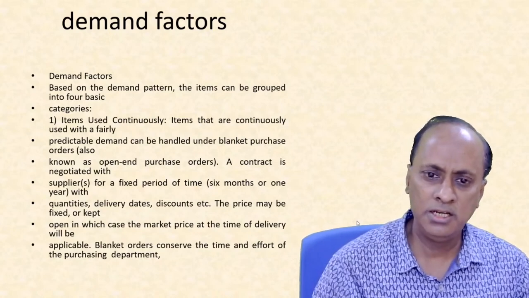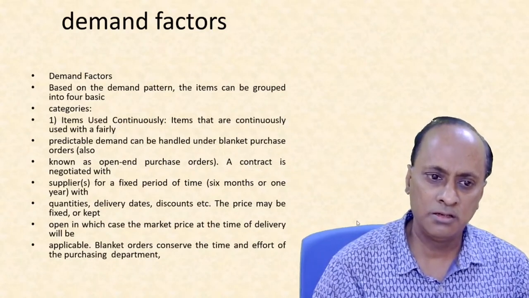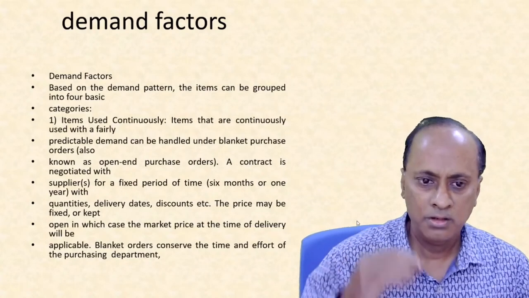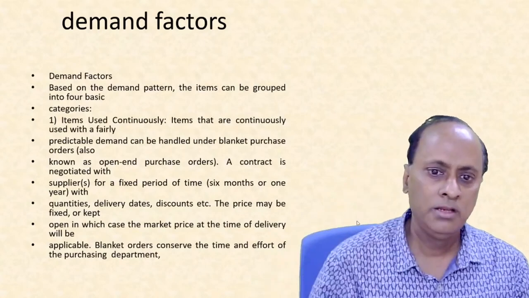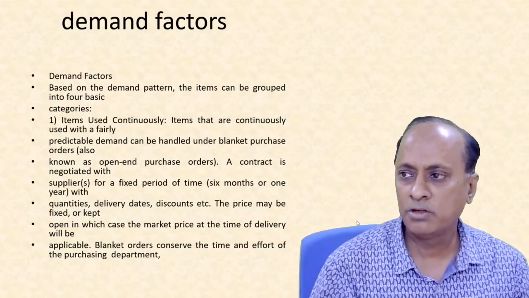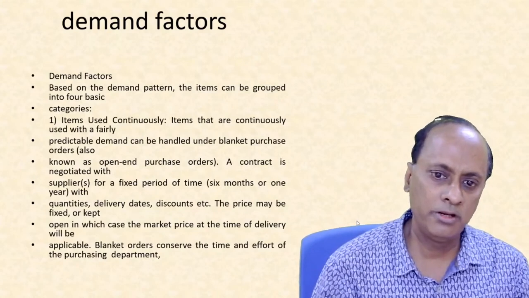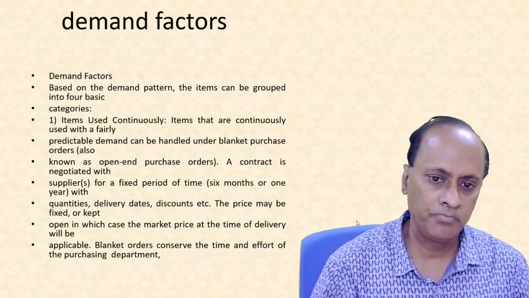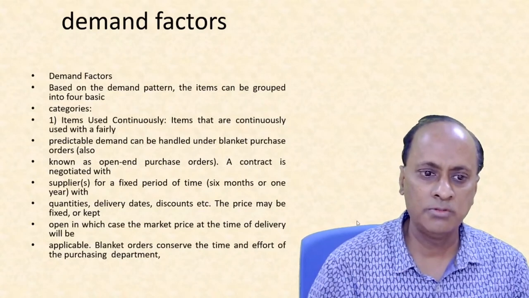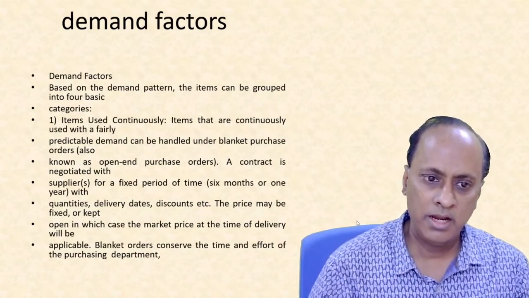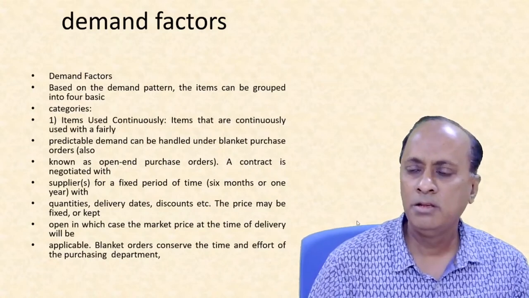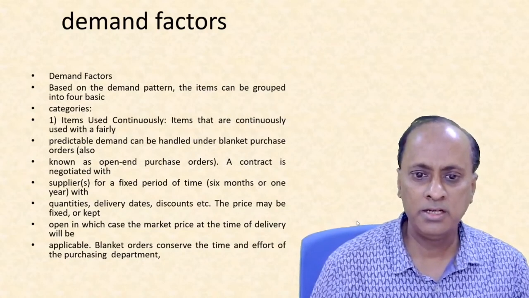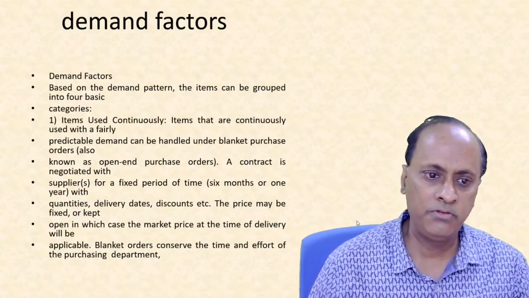We make, initially at the beginning of a financial year, a contract signed with the supplier or suppliers for a fixed period of time. It may be 6 months, after which it may be renewed, or it may not be renewed, or some other supplier may be given the contract, or it may be 1 year. And with the specification of how much quantity has to be given, what the delivery dates are, say every year in June and every December, and what the discounts are, and the price may be fixed.